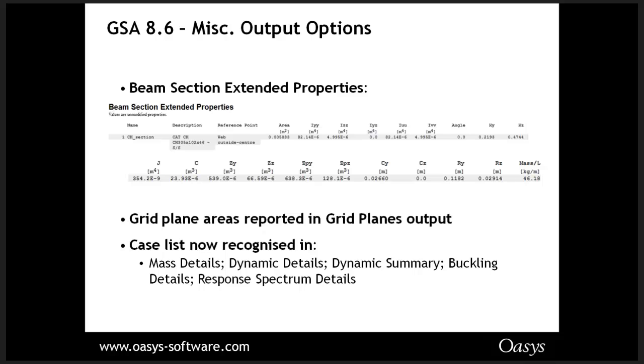For those various detailed output section options, mass details, dynamic details, etc., they now recognize the case list, so you can specify for which cases you want to examine those outputs. And note that the case list can be expressed in terms of tasks. So T2 refers to all analysis cases that were analyzed in task 2, for example.